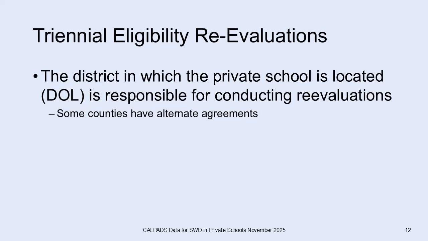So when a student actually has to be reevaluated, if they continue to remain enrolled in the private school, then the district of location is responsible for conducting those reevaluations, except in instances where counties have different agreements, right? They have MOUs and they have separate agreements. But in most cases, the district of location is responsible for the eligibility reevaluation for students in private schools. Okay, so I'm going to stop there with respect to the IDEA law and see if there are any questions.